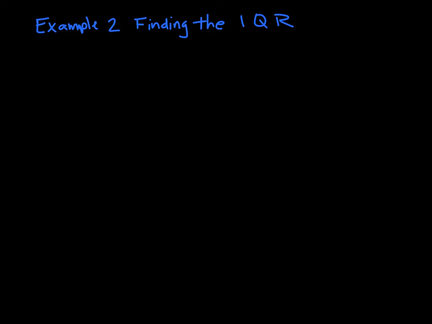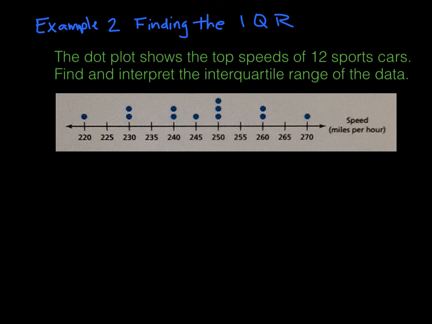Example 2 is finding the interquartile range. The dot plot shows the top speeds of 12 sports cars. Find and interpret the interquartile range of the data. So this dot plot is showing us a bunch of different cars going at different speeds. Now we're going to try to find and interpret the interquartile range by finding it. Here's how we do it. We start by ordering the speeds from slowest to fastest, and then we find the quartiles.